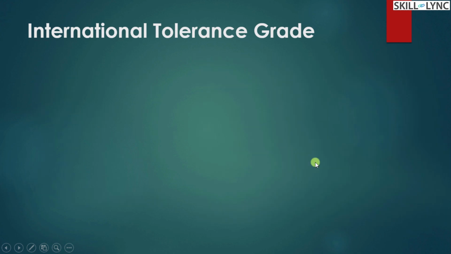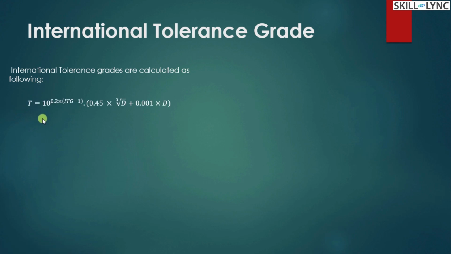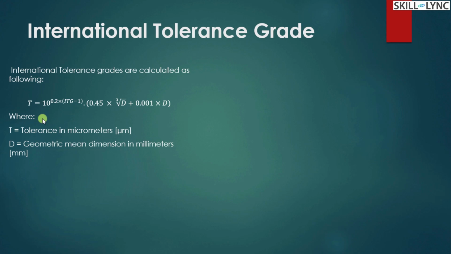So how to determine it? So just have a quick go through of it. How these tolerance grades are calculated based on the grade is that, let us see what is the limit that is allowed. So this is the formula that is used to calculate it. The tolerance for grade 1, 2, 3, whatever it is, is equal to 10 raised to 0.2 times the IT grade. Here is where you plug in your numerical grade, and then times 0.45 times the cubic root of your nominal diameter, plus 0.001 times your diameter. So here the T is your tolerance in micrometers. Next is your D, that denotes your geometric dimension in millimeters, and then the IT grade.